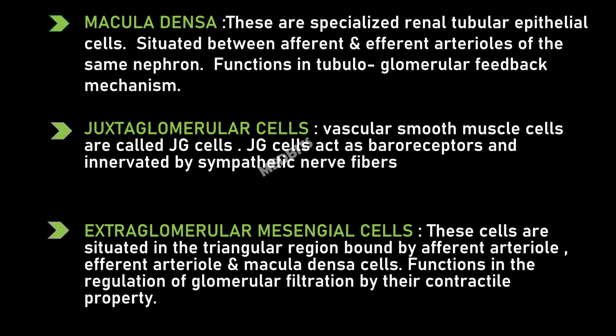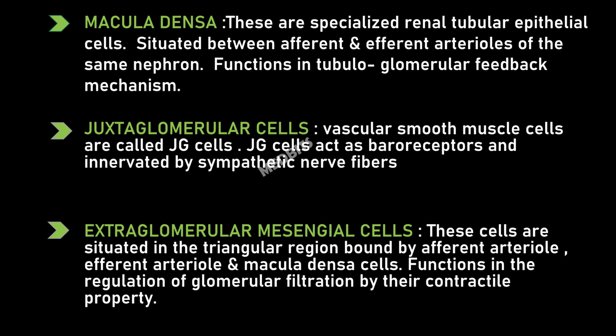And the next is juxtaglomerular cells. Where we had seen it, we found it inside the afferent arteriole, isn't it? So let's look into the definition. Vascular smooth muscle cells are called juxtaglomerular cells. Juxtaglomerular cells act as baroreceptors and are innervated by sympathetic nerve fibers.